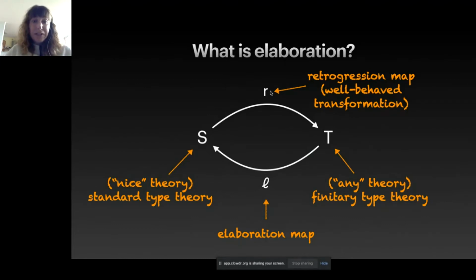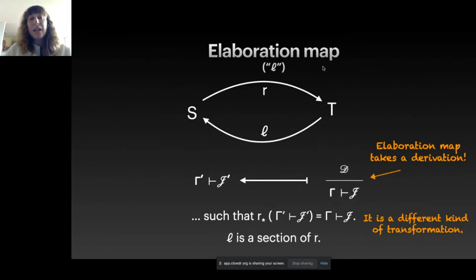Okay, and all that's left to explain in this diagram is the elaboration map L. Basically this R is the nicer one, right? It's a type-theoretic transformation. It's more syntactic. It has more structure. The elaboration map, well, that one is a bit more tricky because we only want to map what can be derivable in T, right? Because T can have some weird things, and we only want to focus on derivable judgments, on derivations. So this is how the elaboration map will work, right? This is the essence of our elaboration. It's the elaboration map.